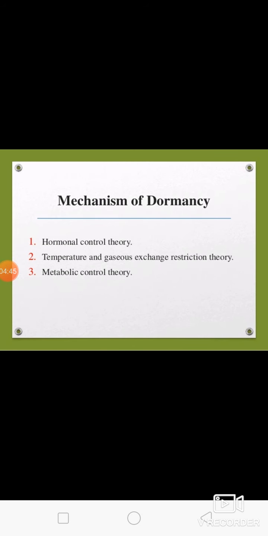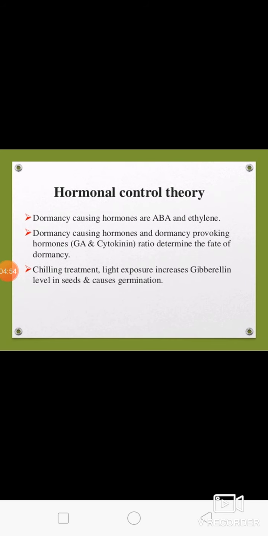Mechanism of dormancy: hormonal control theory, temperature and gaseous exchange restriction theory, and metabolic control theory. Now, what do you mean by hormonal control theory? In hormonal control theory, dormancy causing hormones are ABA and ethylene. Dormancy provoking hormones GA and cytokinin ratio determines the fate of dormancy. Chilling treatment and light exposure increase gibberellin level in seed and cause germination.